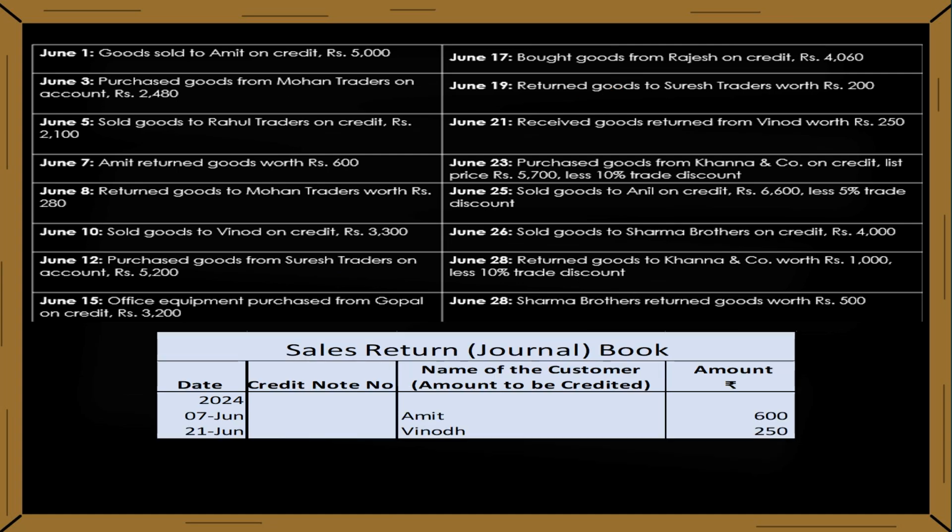June 21, received goods from Vinod worth rupees 250. Already we have sold goods to Vinod. Part of the goods we have received back, so we have to write it in the sales return journal book. 21st June, name of the customer is Vinod and the amount is rupees 250.